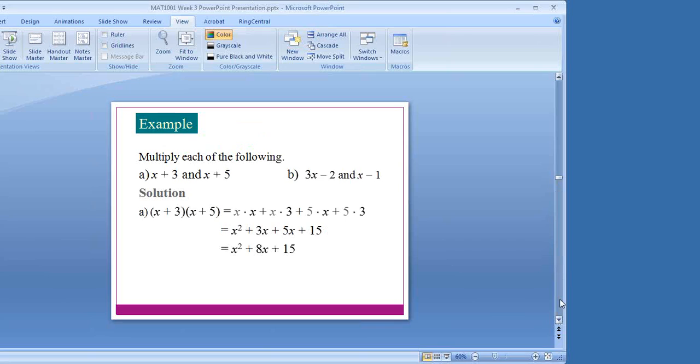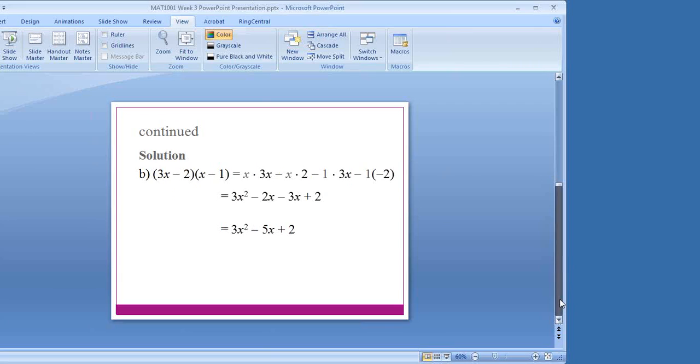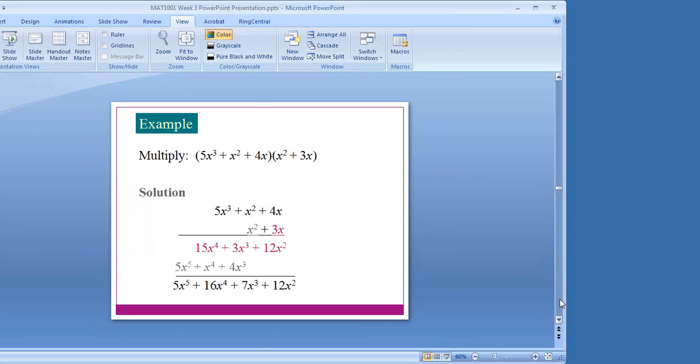Now, these are two binomials that we're multiplying, so I'm going to skip this for now and show you how to do this in just a second. Same with this. Now for me, I don't use the setup that you see at the bottom. What I do is multiply the first term by everything in the second set of parentheses, and then the second term by everything inside the second parentheses, and the last one by everything inside the second set of parentheses, and then I combine like terms. It's as simple as that.